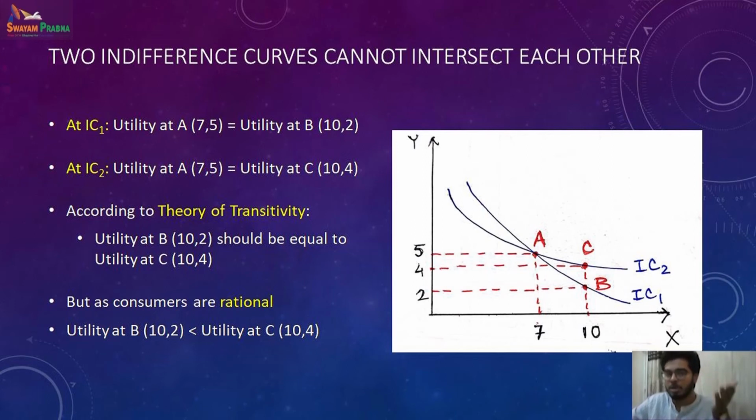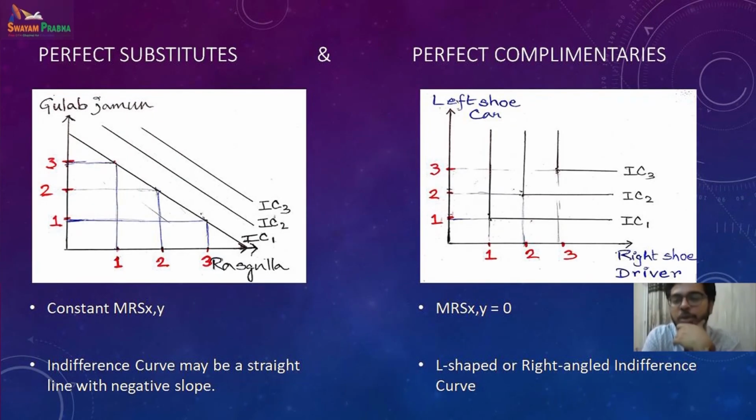It cannot, because at B I have 10 of x and 2 of y, and at C I have 10 of x and 4 of y. I will be happier at C because more is better. A consumer is rational, so point C should be on a higher indifference curve. They cannot be on the same indifference curve. So two indifference curves cannot intersect each other.